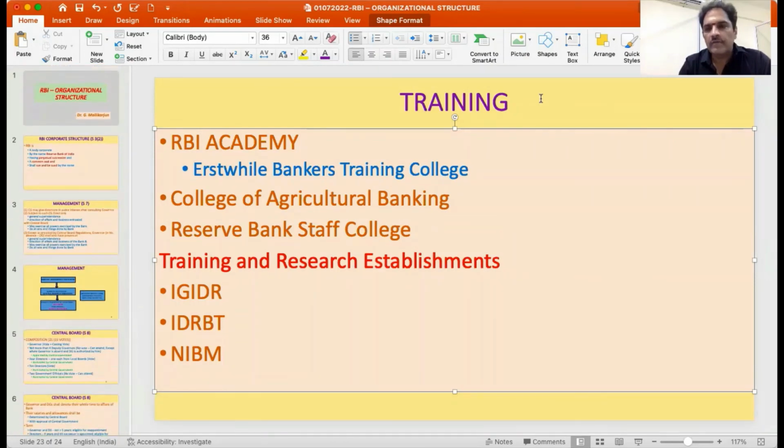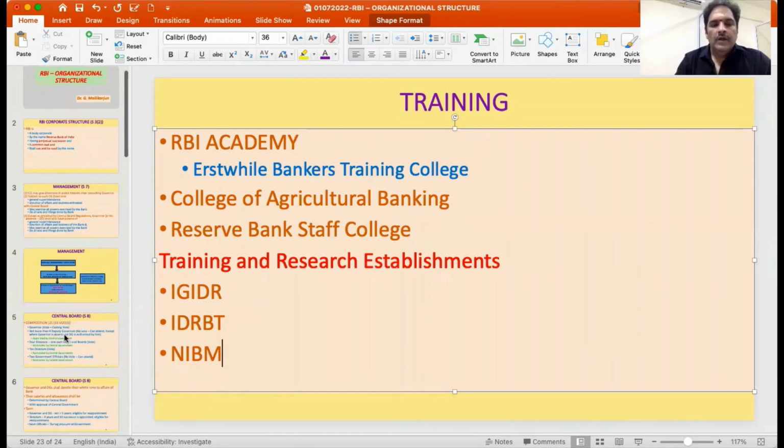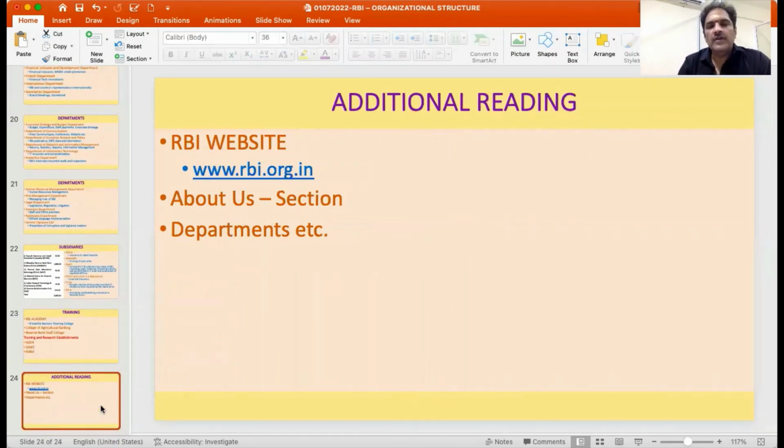So this is broadly the organizational structure and the functions that are performed by Reserve Bank of India. In case you need additional information, you can just refer to this particular site.